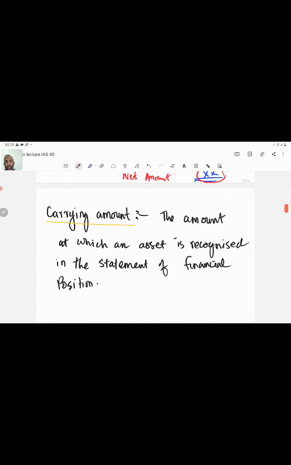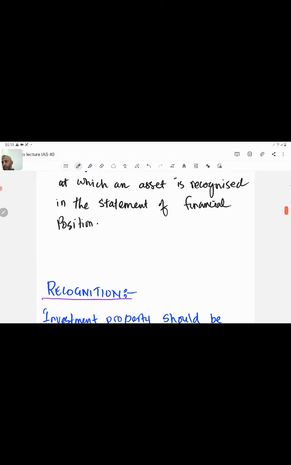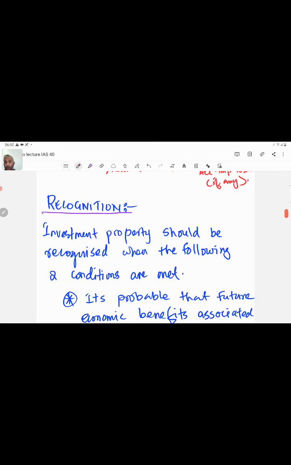Carrying amount: the amount at which an asset is recognized in the statement of financial position. How to calculate carrying amount? Cost or revalued amount, minus accumulated depreciation and accumulated impairment losses, if any.